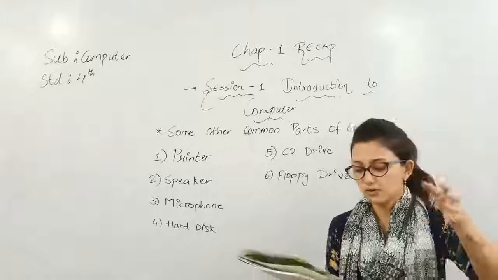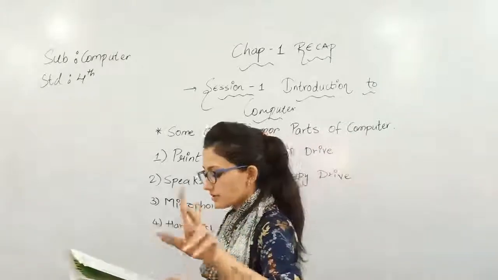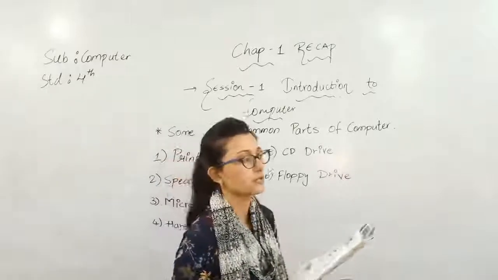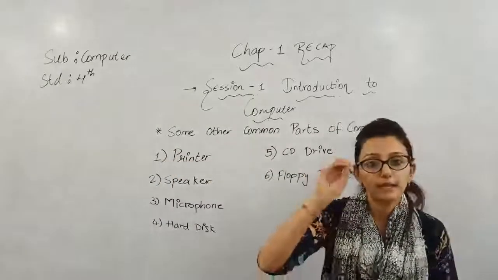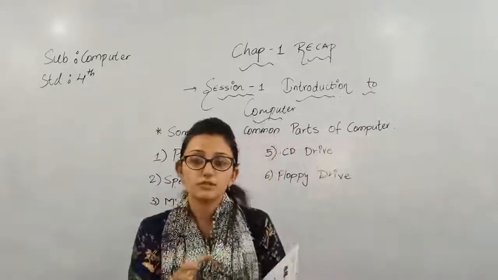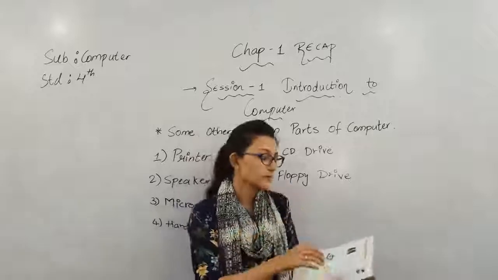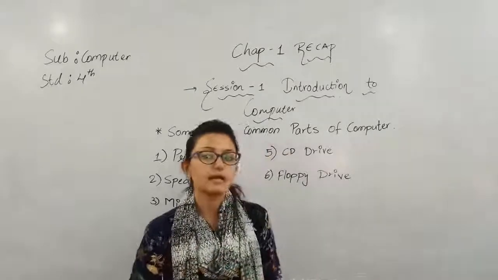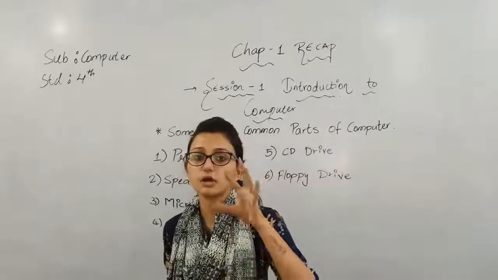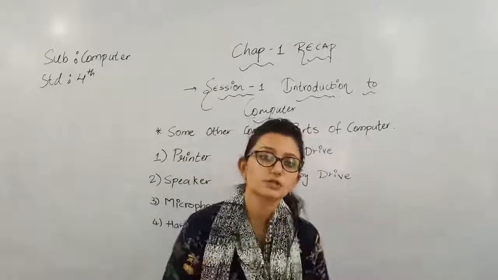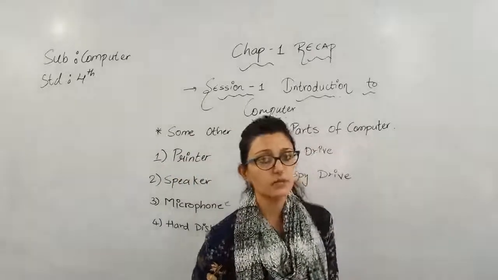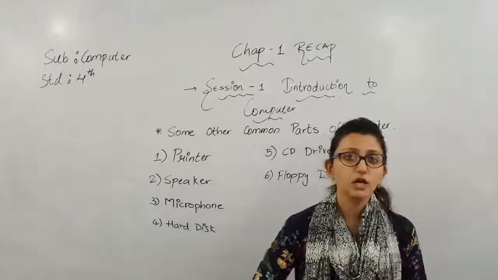Floppy drives are small disks for storing data and are inserted in the computer. Both these devices are in the CPU. Means floppy drives and all these devices are stored in the CPU. So the CPU is known as the brain of a computer.